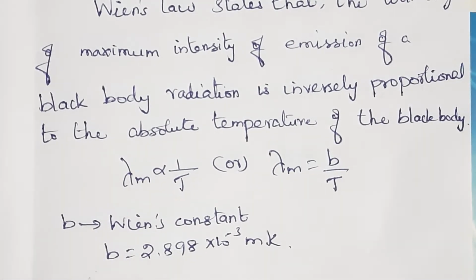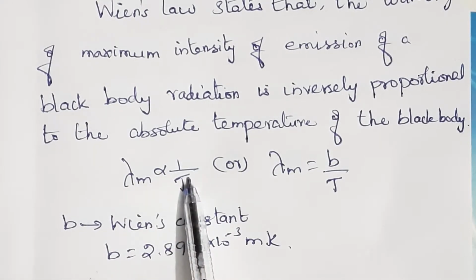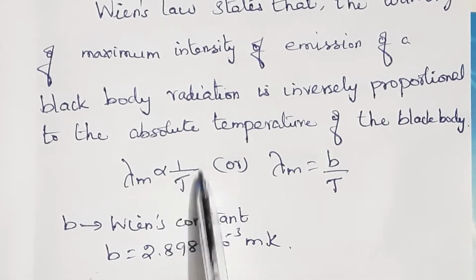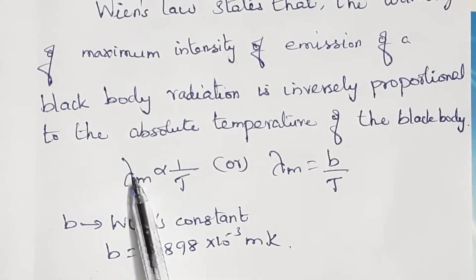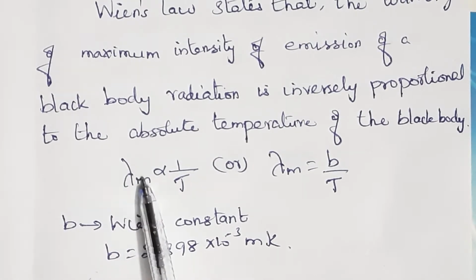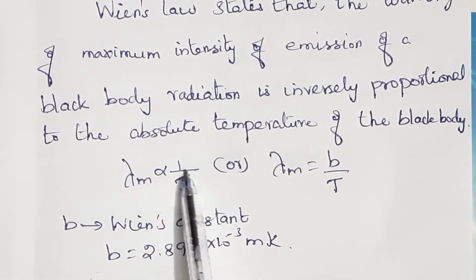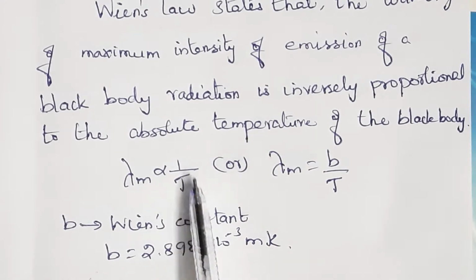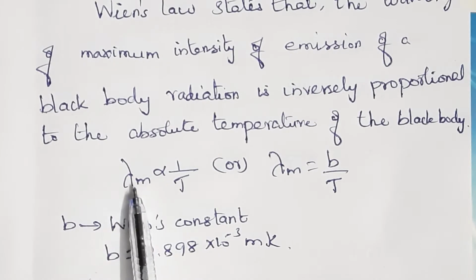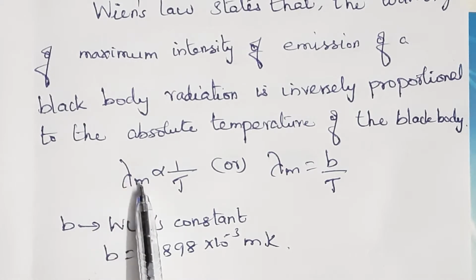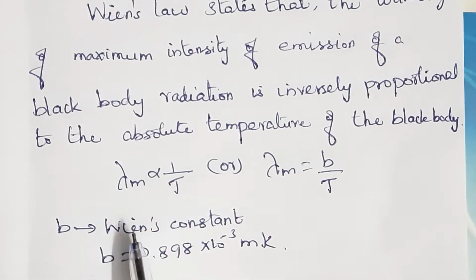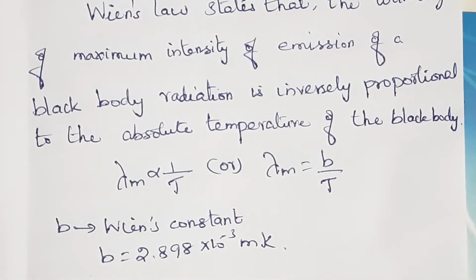From this formula, we can understand that the wavelength and the temperature are inversely proportional. So, if the temperature of the body increases, the maximal intensity wavelength decreases. That means it shifts to a lower wavelength. Understand? If the temperature of the body increases, lambda m gets lower. If the wavelength is low, frequency will be high. So let's understand this from a graphical representation given in your book.